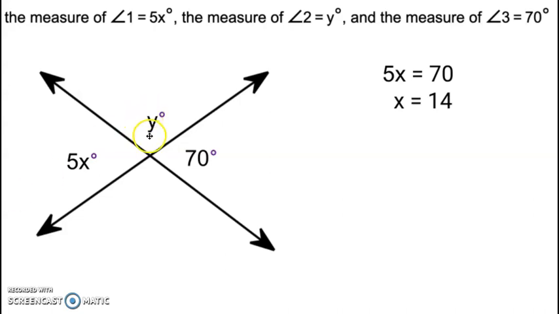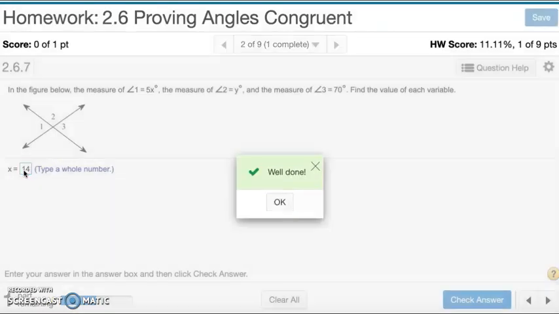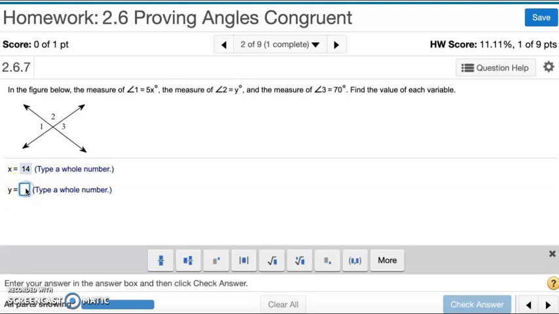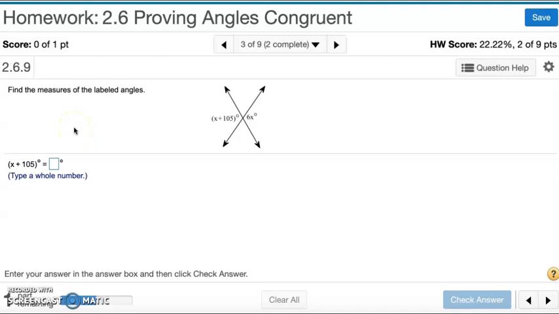Now to find y: y and 70 are a linear pair, which means they add up to 180. So subtract 70 from 180, and you get 110 for y. So let's type these in. X is 14, y is 110. That's number 2.